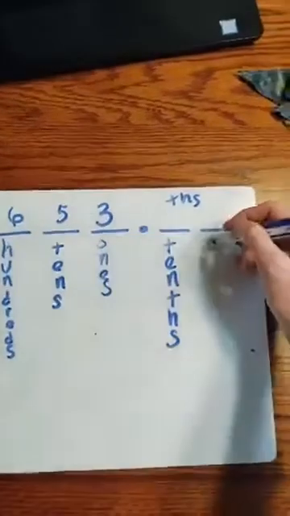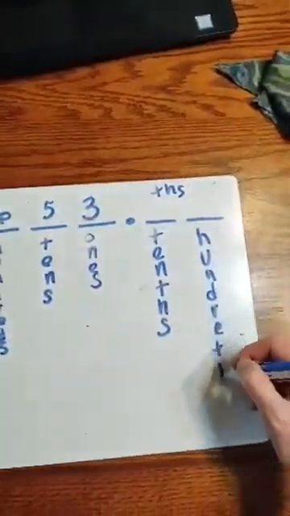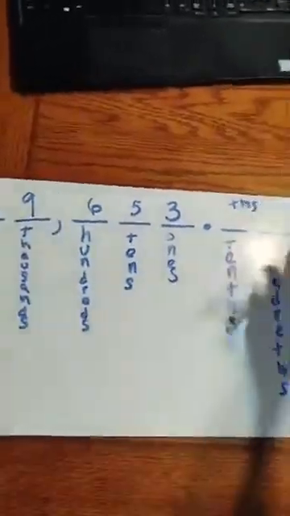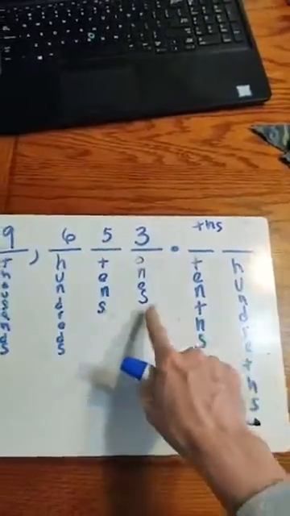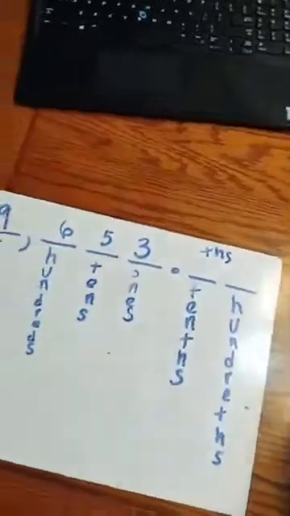So then we would have hundredths. Okay. Then we would have thousandths, 10,000ths. As long as they end in that THS. And remember our first place is tenths. We don't start with ones. There are no ones. Okay.